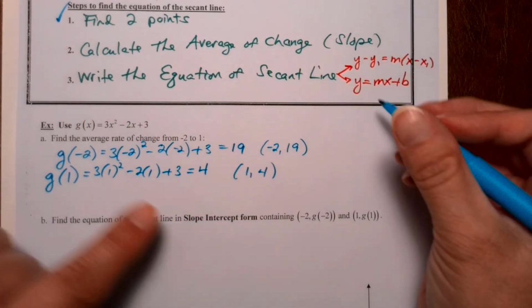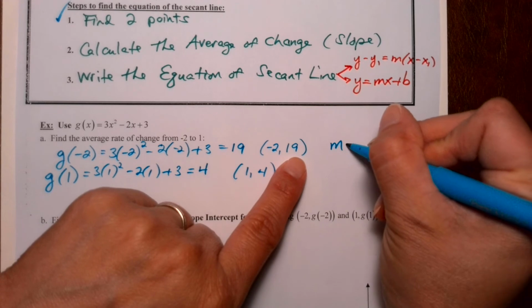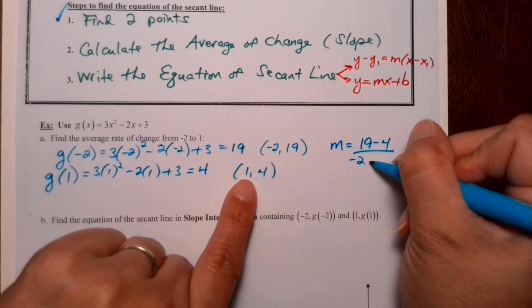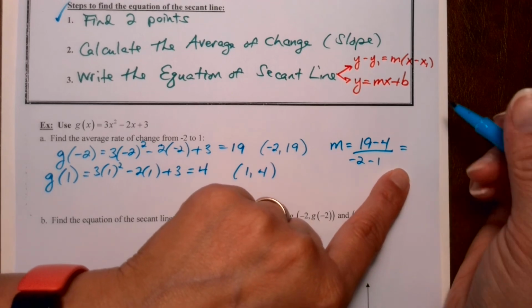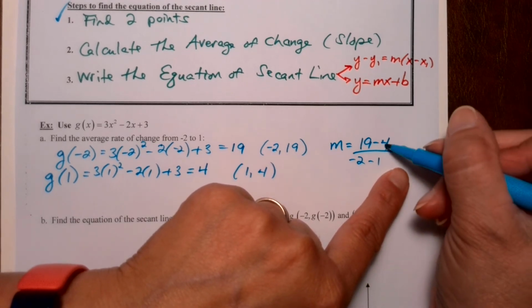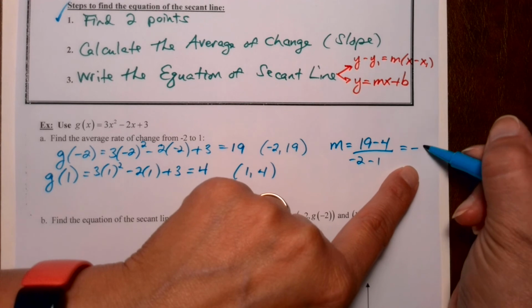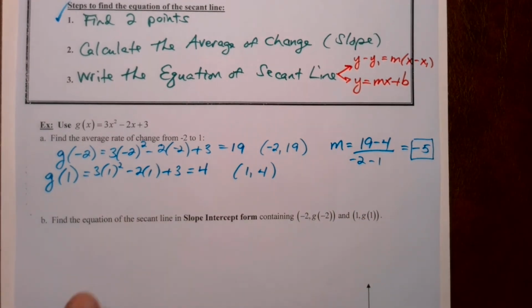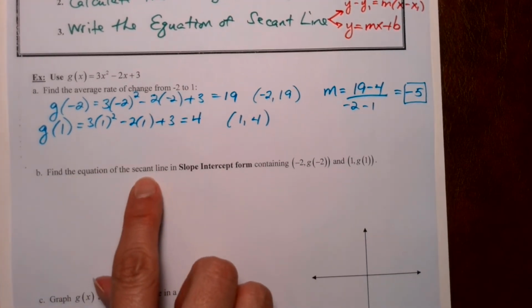Find the average rate of change. Well, that's just the slope. So the slope is 19 minus 4 over -2 minus 1, so that's going to be 15 over -3, which is -5. Got it. Now find the equation of the secant line.